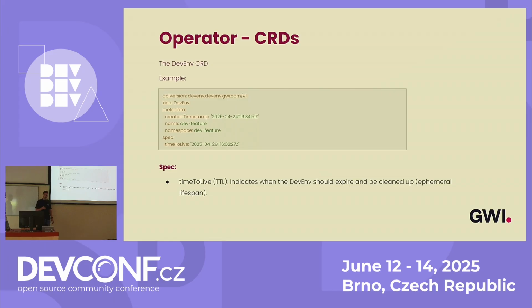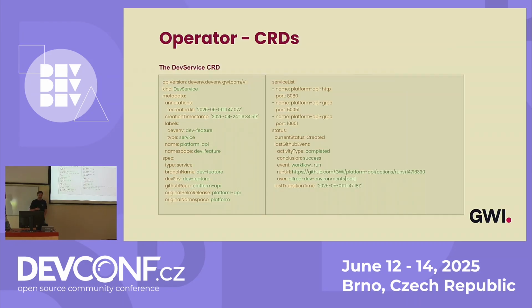And here is how this DevEnv CRD looks. On its spec, it has only the time to live, which indicates when the development environment should expire or get deleted. And we have the DevService CRD, which is more complex. It has a type. It can be either a service for a standard workload or a database. Databases are again handled as dev services inside the development environment.